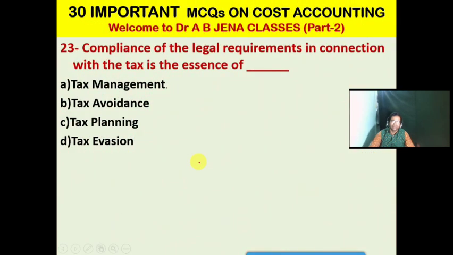So next one MCQ. Compliance of the legal requirements in connection with the tax is the essence of what? A, it's tax management. B, it's tax avoidance. C, it's tax planning. D, it's tax evasion. So friends, A is the right option for this MCQ. Compliance of the legal requirements in connection with the tax is the essence of tax management. So A is the right option for this MCQ.